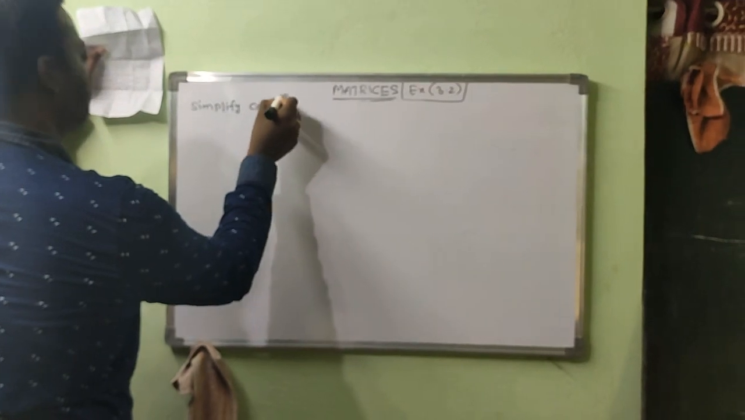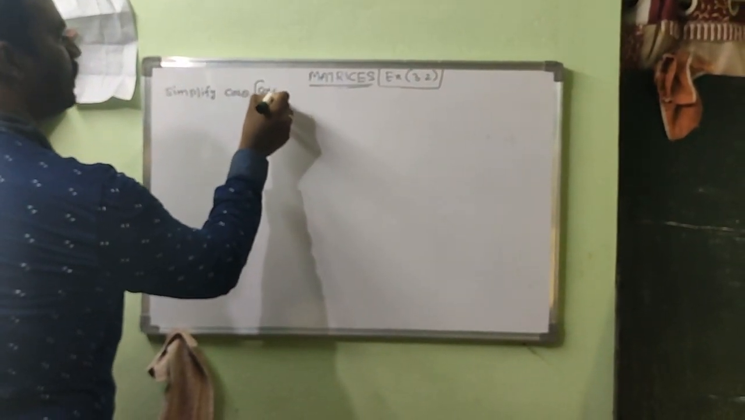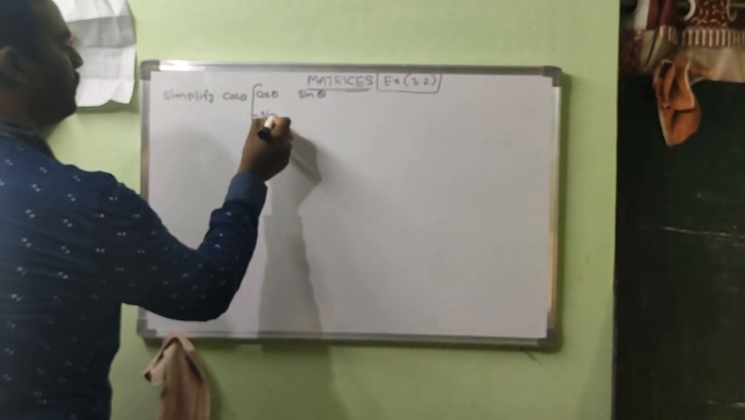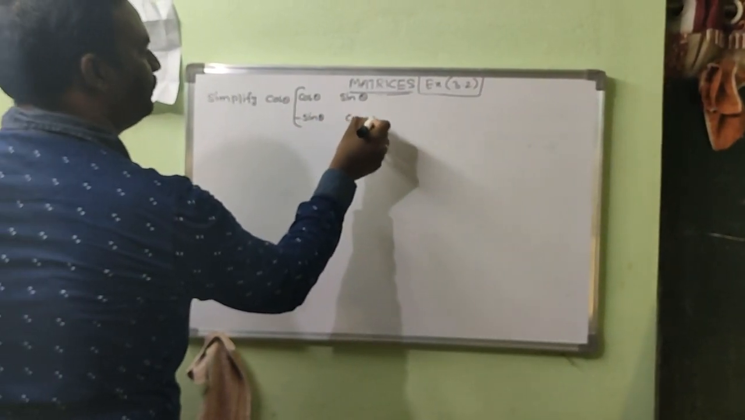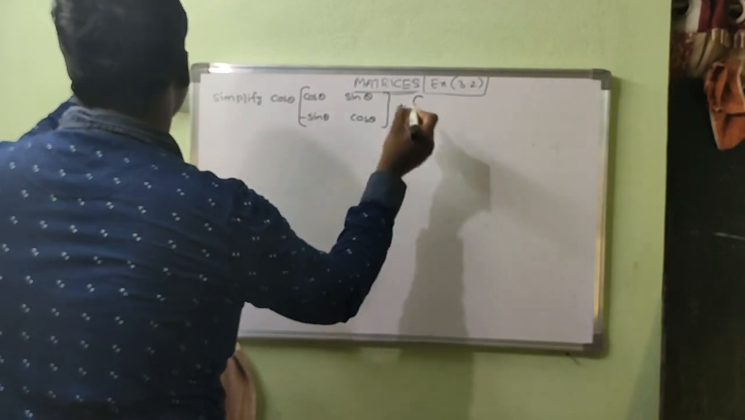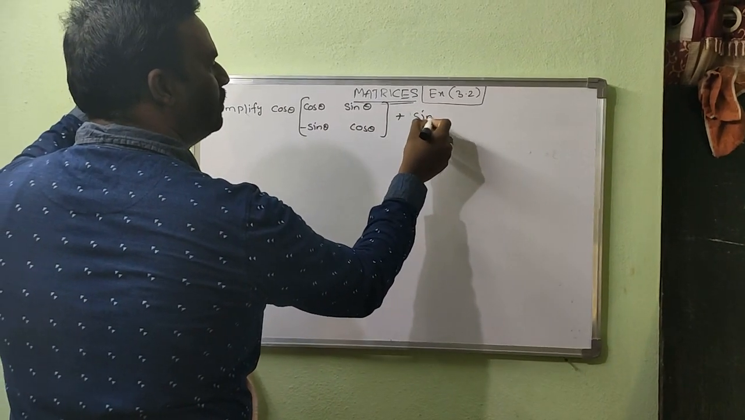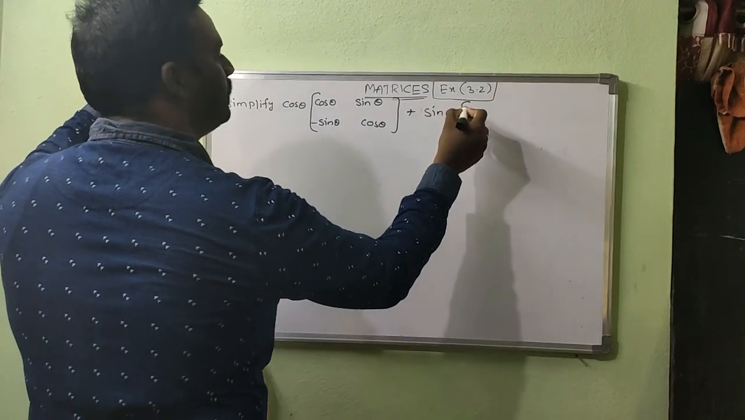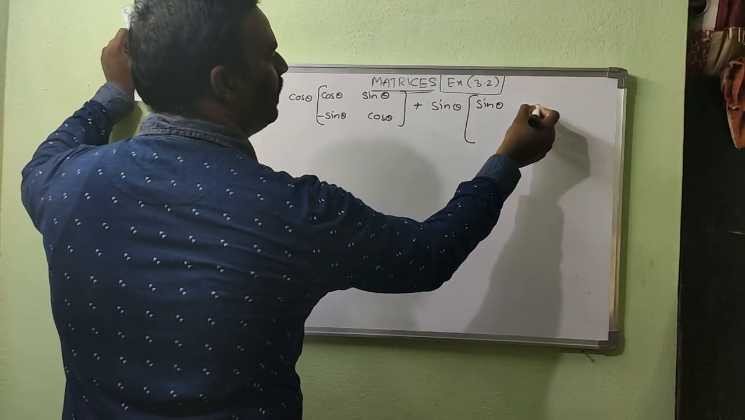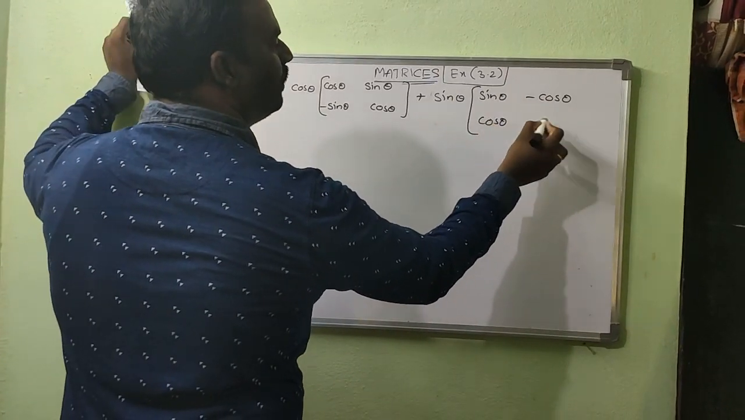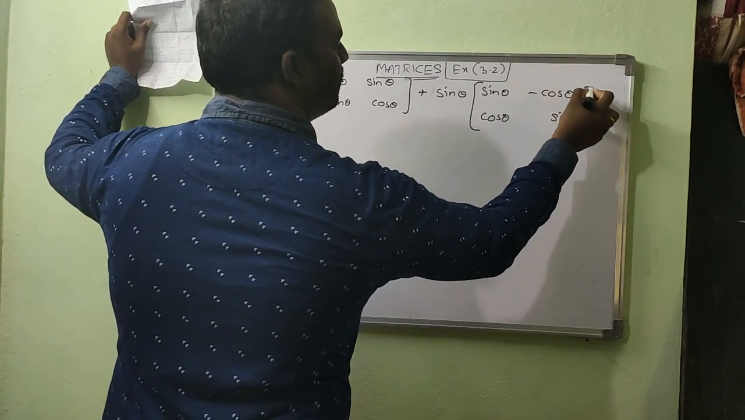Simplify cos theta into the matrix [cos theta, sin theta; minus sin theta, cos theta] plus sin theta into the matrix [sin theta, minus cos theta; cos theta, sin theta]. We need to simplify this one.